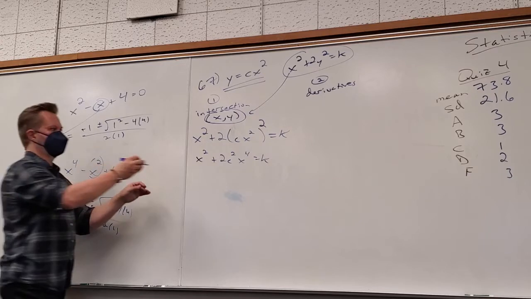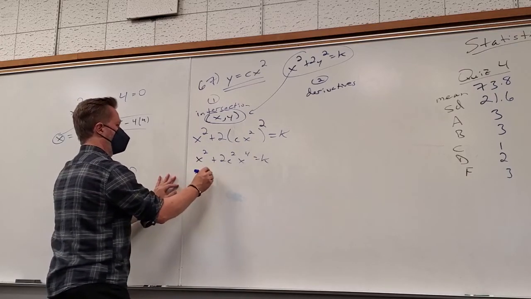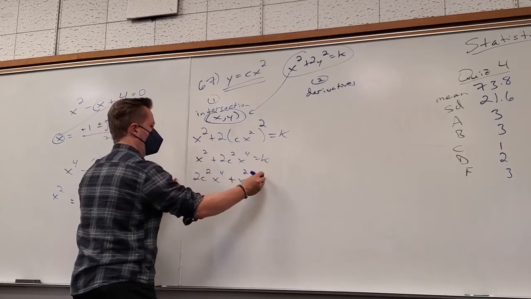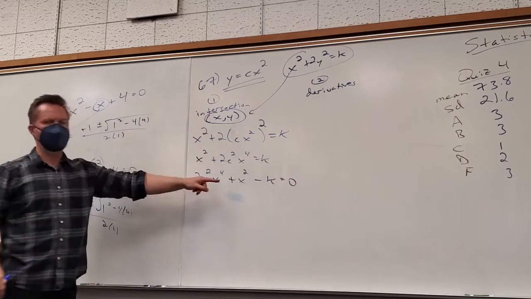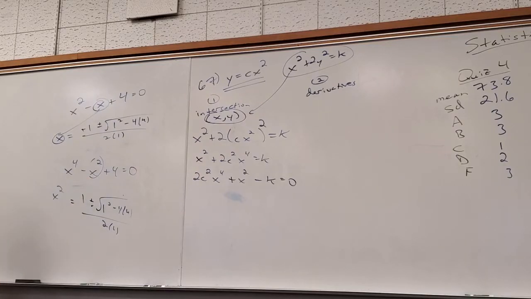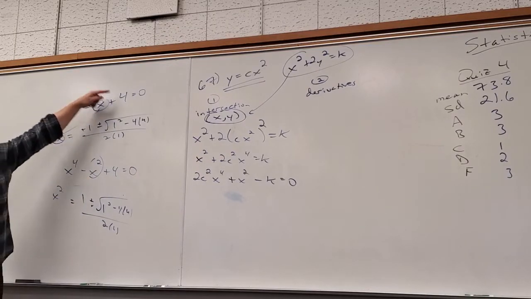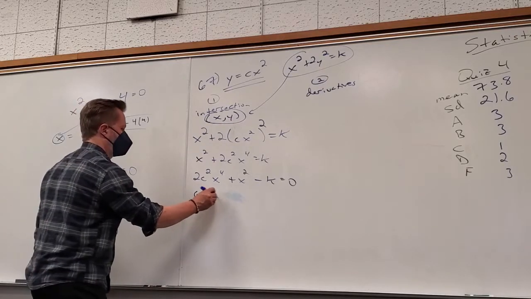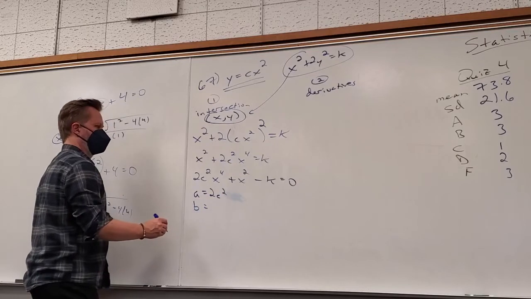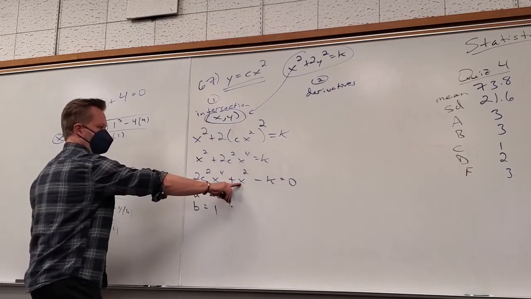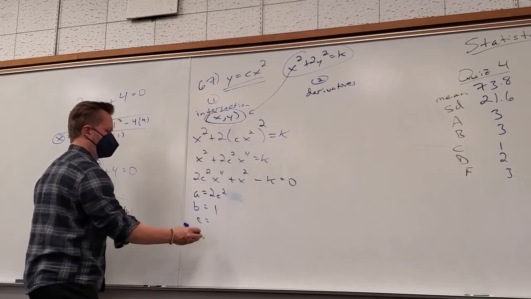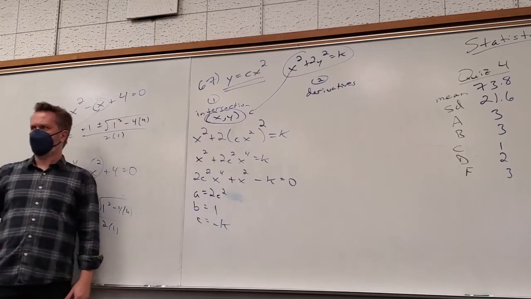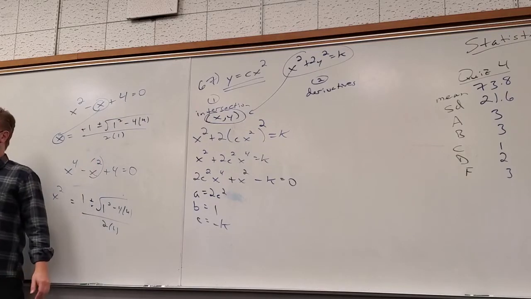So now watch, okay. Let me write this like this. Descending order in power. Subtract the k over. Can somebody tell me what a is? Just like up here, a was 1, b is -1, c is 4. What's a? 2c squared. What's b? 1. What's c? Negative k. Throw in the quadratic formula.